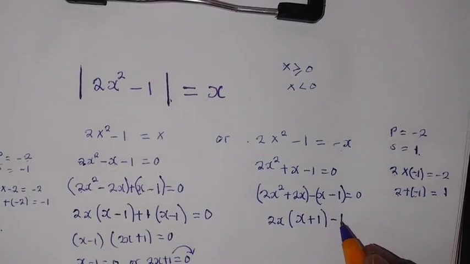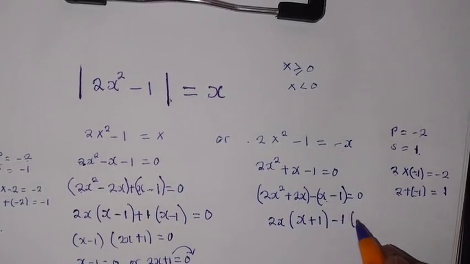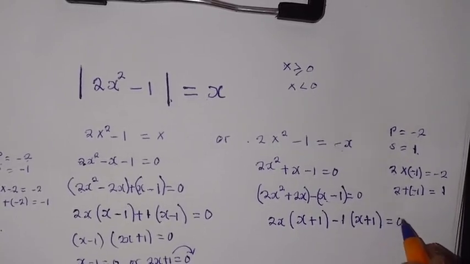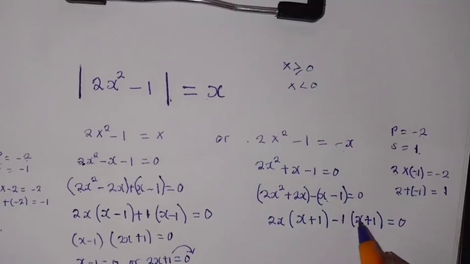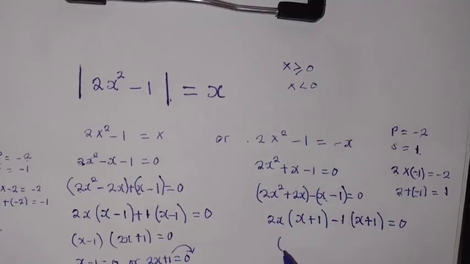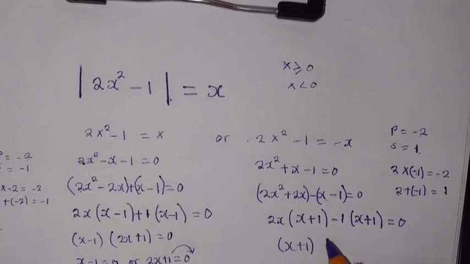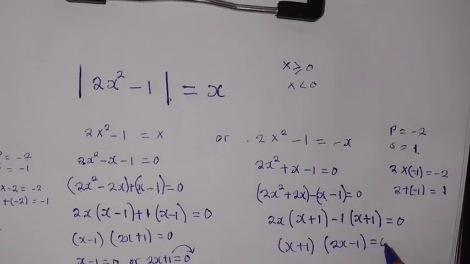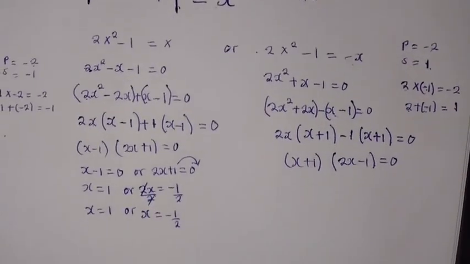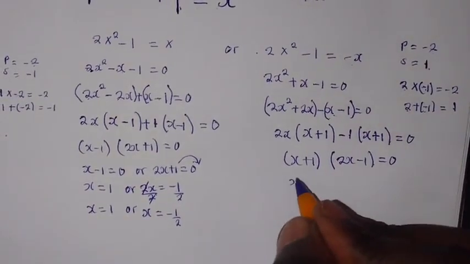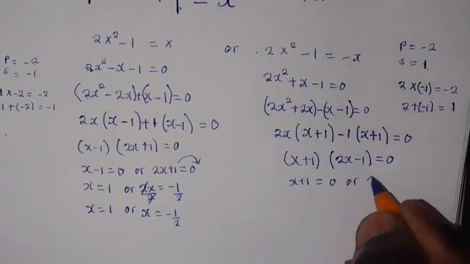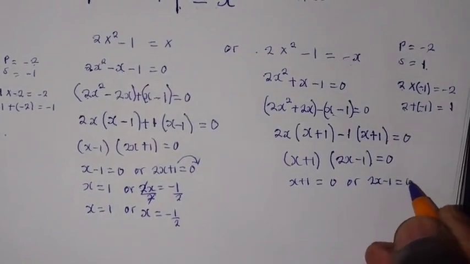So what is common here? It will be a 1. Then 1 into x, it's x. Negative times negative, it's a positive. 1 into 1, it's a 1. Equal to 0. So what are we going to do? These two are common. Just pick one, which is x plus 1. Again, 2x minus 1. We equate to 0. Then from this stage, we can write x plus 1 equal to 0, or 2x minus 1 equal to 0.